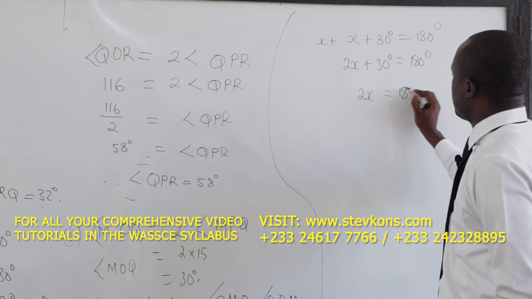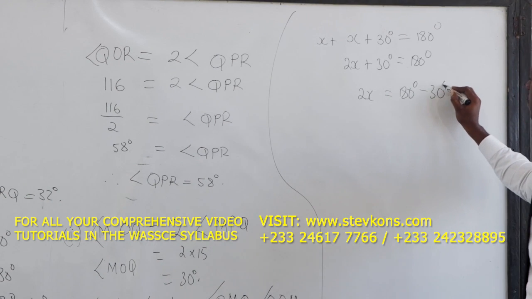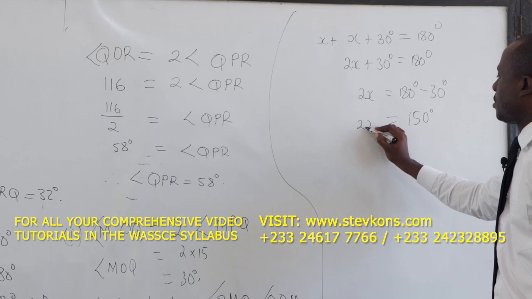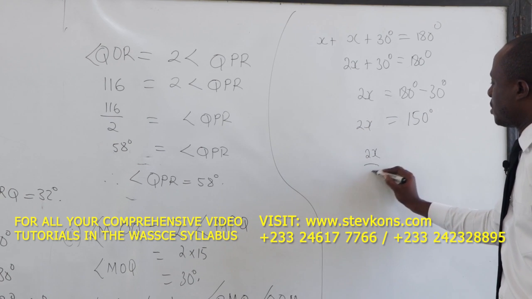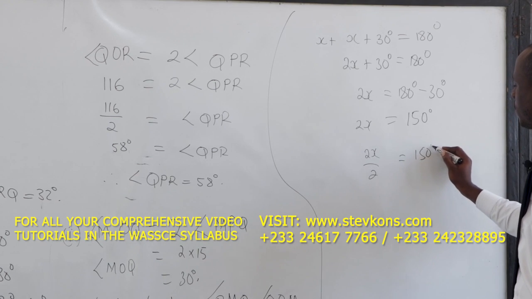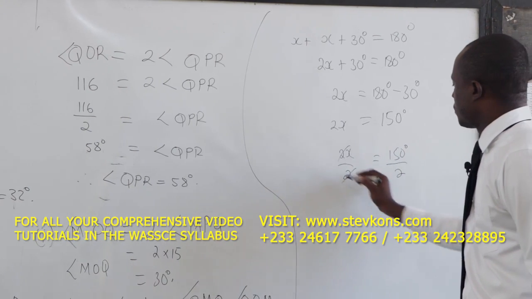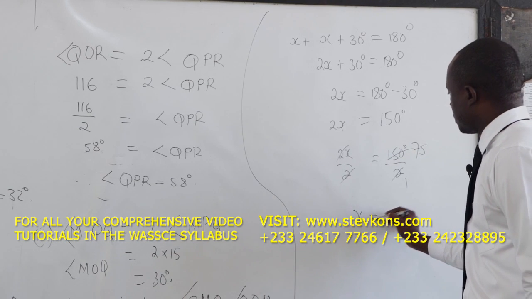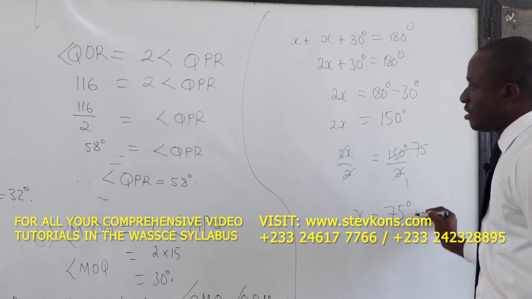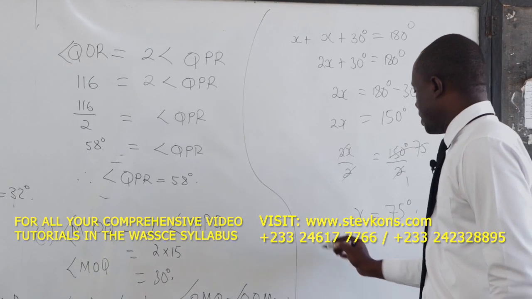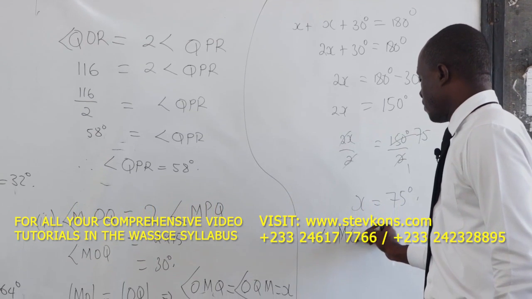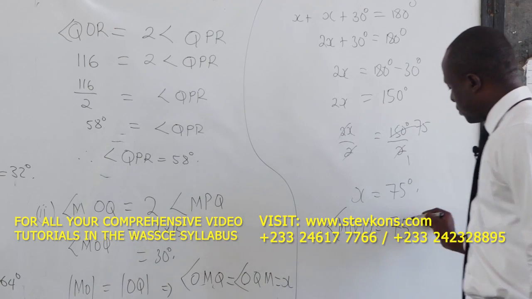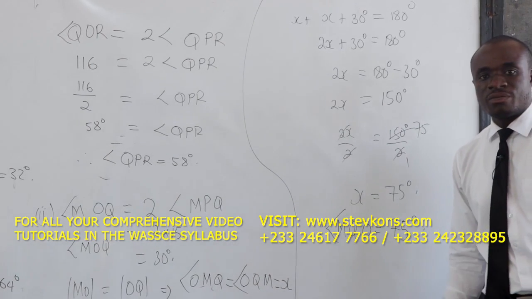2x equal to 180 degrees minus 30 degrees. And this is 150 degrees. So we want to find x divided by 2, 150 degrees divided by 2. This is 75. So our x is 75 degrees. Clearly, angle MQO equal to 75 degrees.